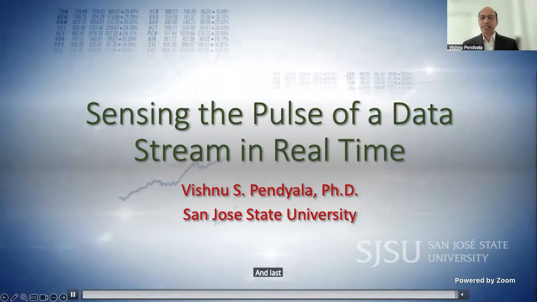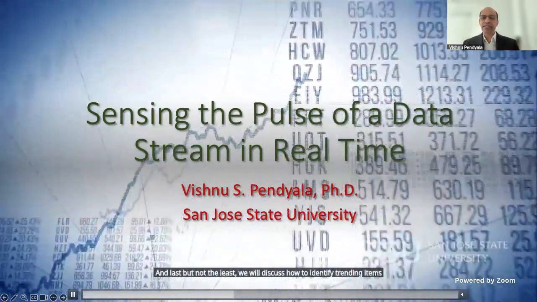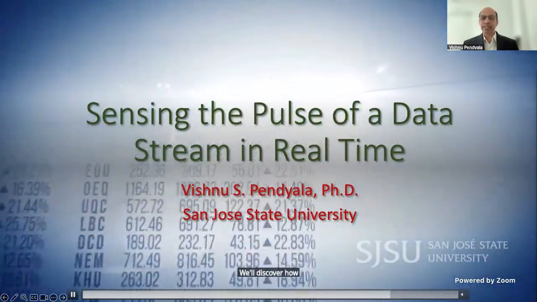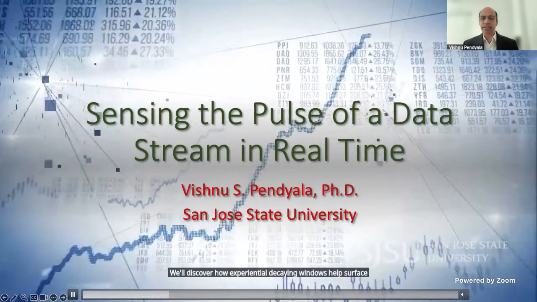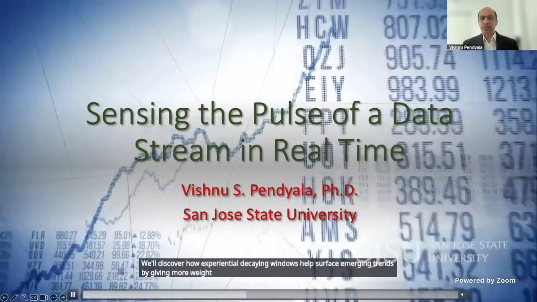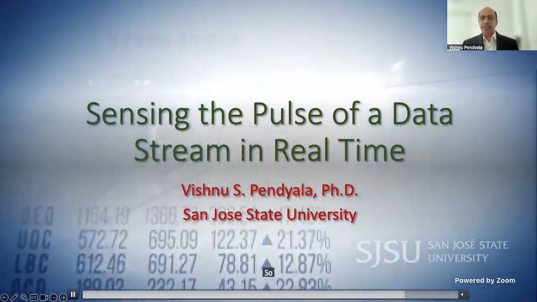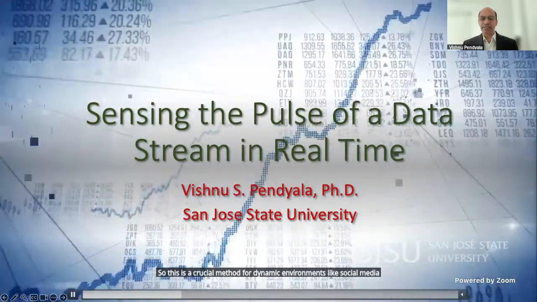And last but not the least, we will discuss how to identify trending items with exponential decay. We'll discover how exponential decaying windows help surface emerging trends by giving more weight to recent data. So this is a crucial method for dynamic environments like social media or sensor networks.